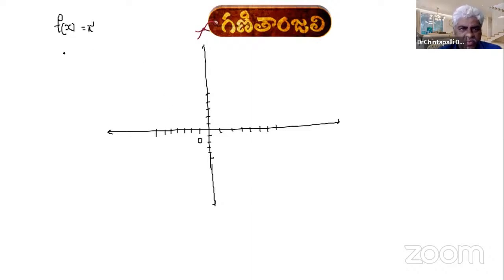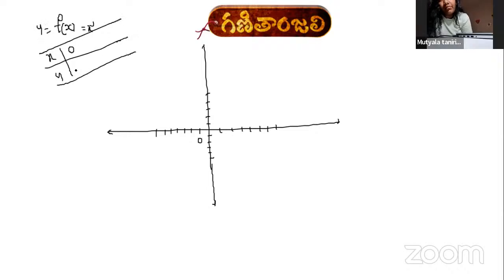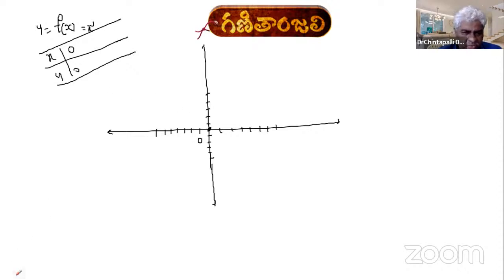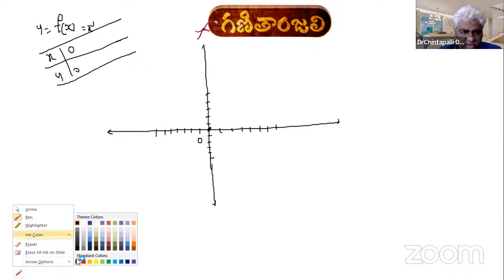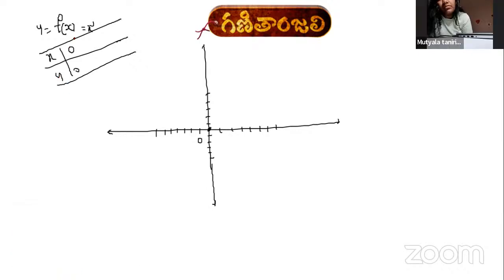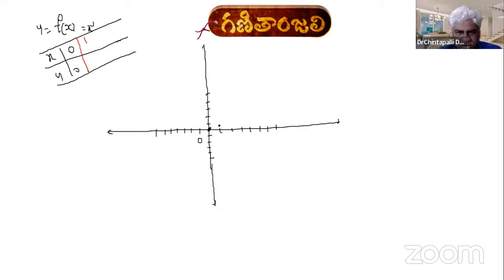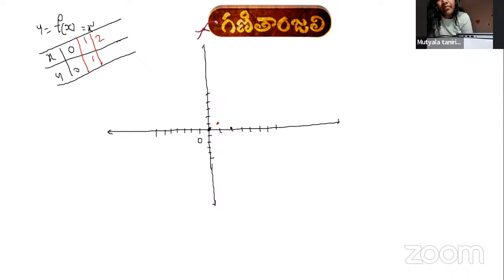Say, if x is equal to 0, what is y? 0, sir. So, if x is equal to 0, y is equal to 0, right? Next, if x is equal to 1, what is y? 1, sir. If x is equal to 1, y is equal to 1, right? If x is equal to 2, what is y? 4, sir. If it is 2, it is 4. 1, 2, 3, 4, right?